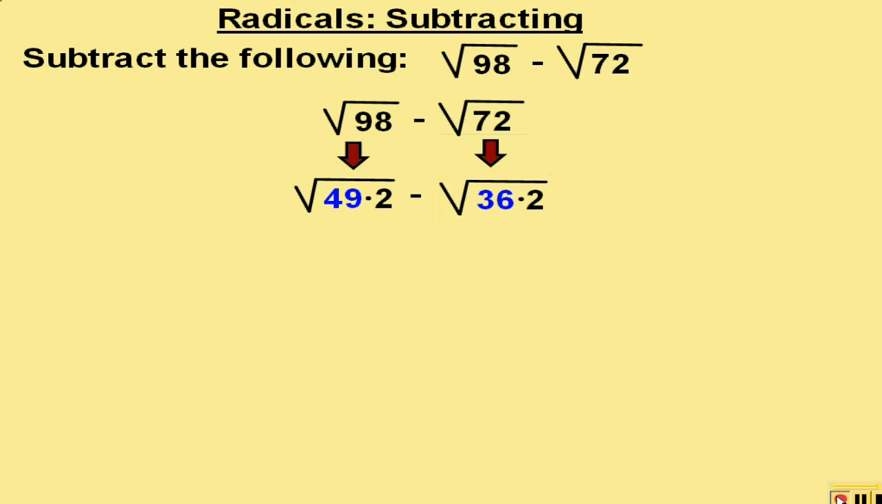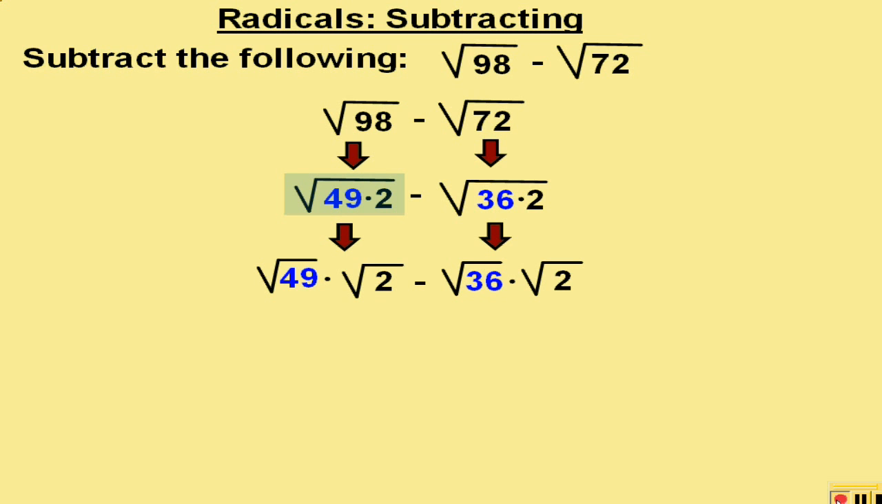We now use one of our radical properties and separate the two square roots that we have. The square root of 49 times 2 separates into the square root of 49 times the square root of 2. And the square root of 36 times 2 becomes the square root of 36 times the square root of 2.